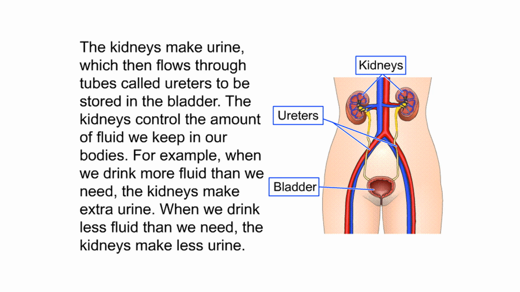The kidneys make urine, which then flows through tubes called ureters to be stored in the bladder. The kidneys control the amount of fluid we keep in our bodies. For example, when we drink more fluid than we need, the kidneys make extra urine. When we drink less fluid than we need, the kidneys make less urine.